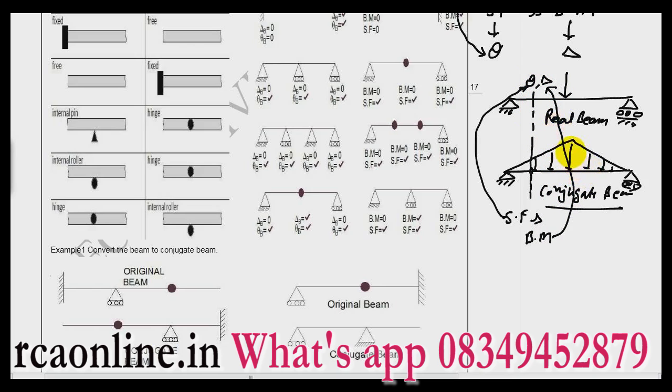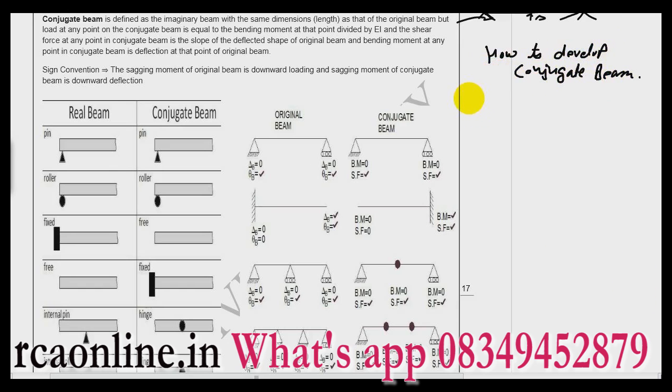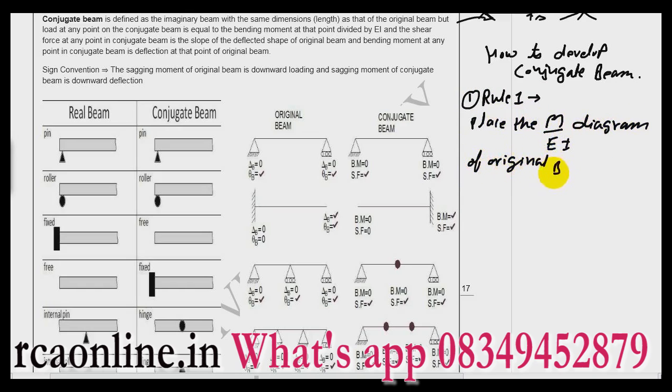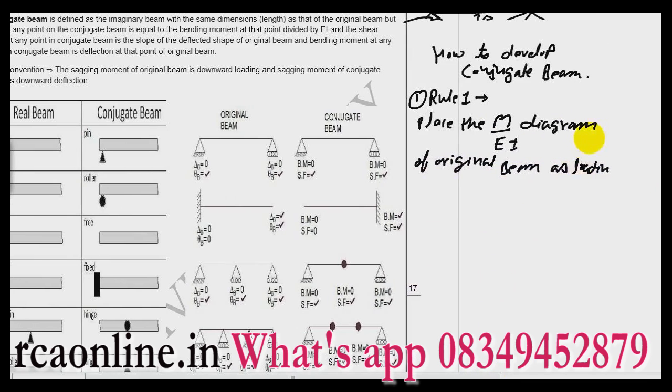So how to develop a conjugate beam? The rule number 1 is to place the M over EI diagram of the original beam as loading for the conjugate beam.